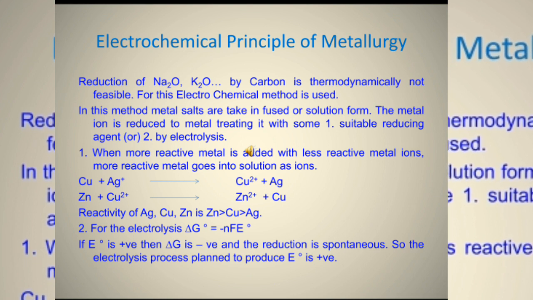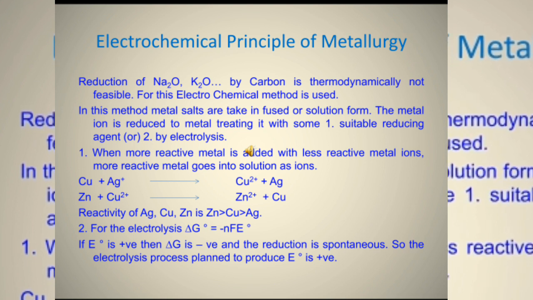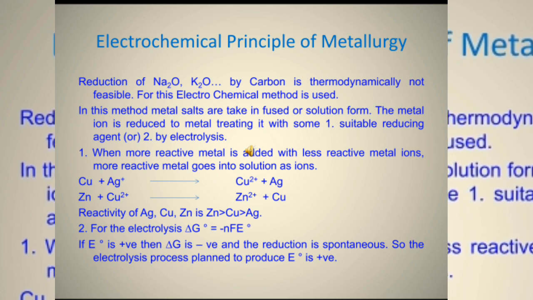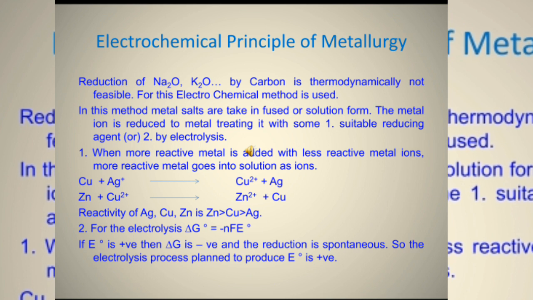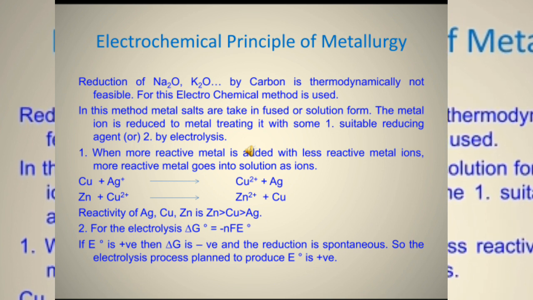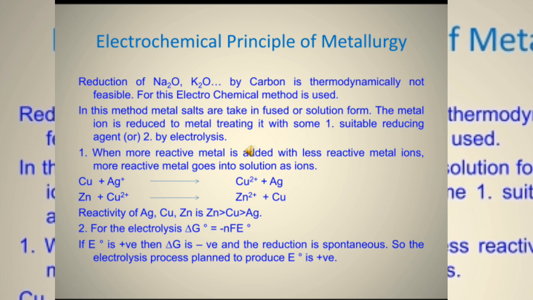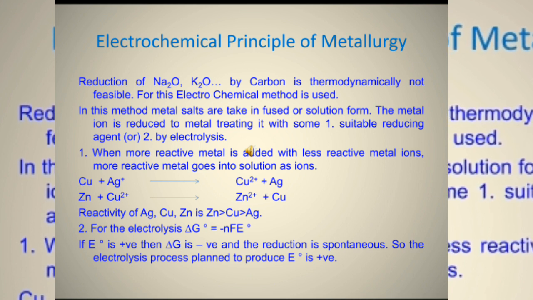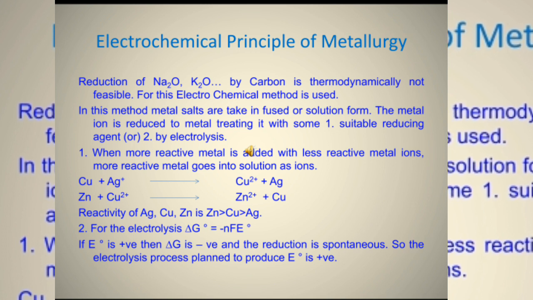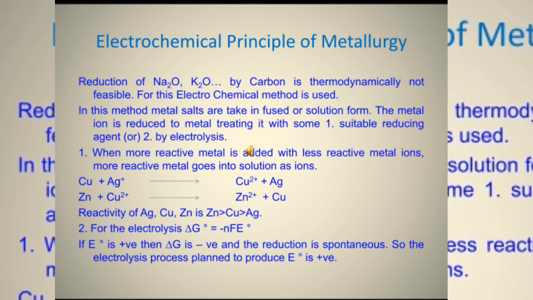The second method is electrolysis. The formula is given as delta G degree equals minus nFE degree. What does n mean? Number of electrons. What does F mean? Faraday, and E degree means standard EMF. You will learn this equation in electrochemistry in the next volume, the second volume.